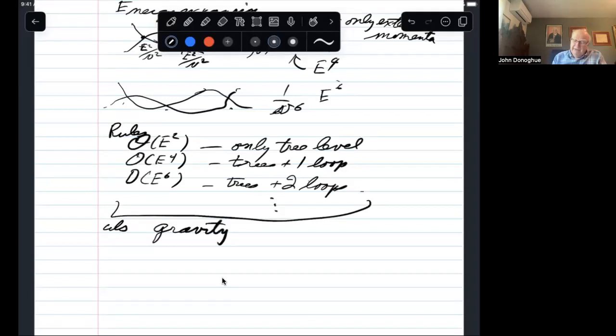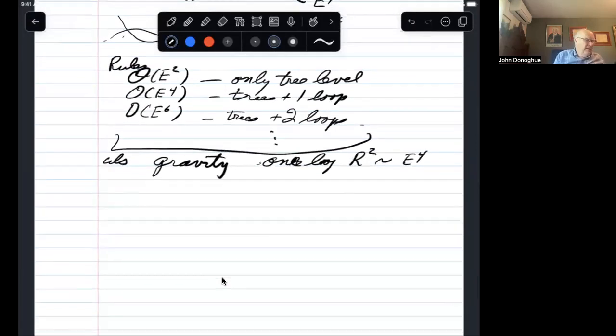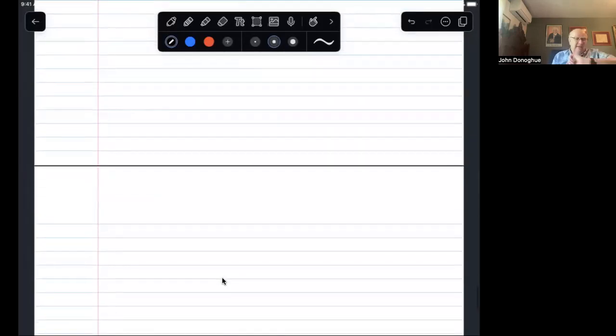This is actually also true in gravity. We already saw that we did some scalar loops, and we saw that one loop came out of order curvature squared, which is of order energy to the fourth, because there's four derivatives in that. So this is mirrored in the gravity calculation, which we'll talk about Friday. Okay.